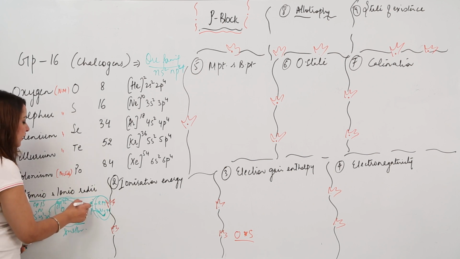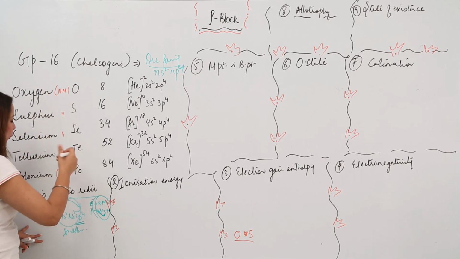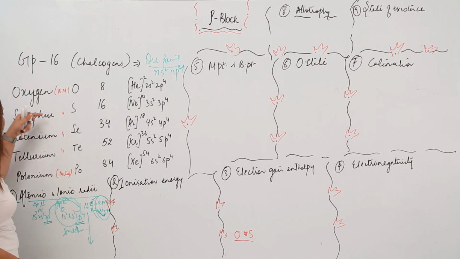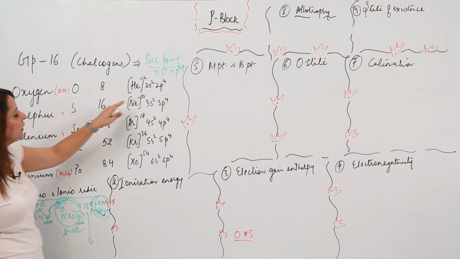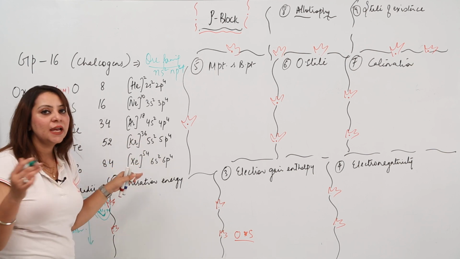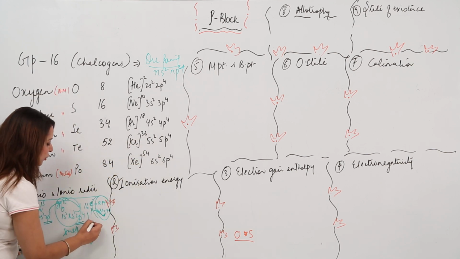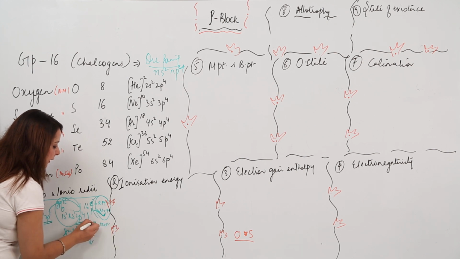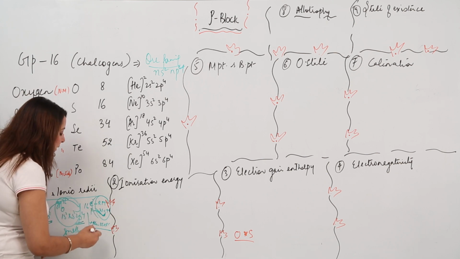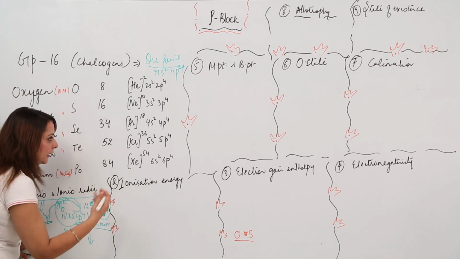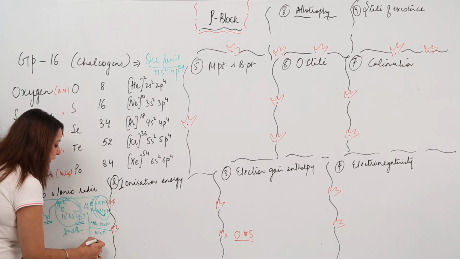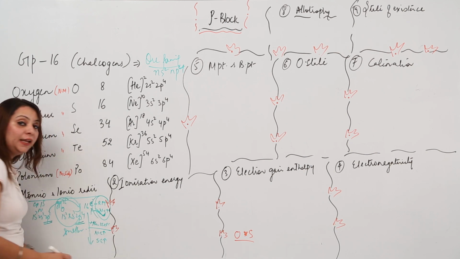But if we move along group 16, what kind of variation do we see? If I move from oxygen to sulphur to selenium, the last shell is 2, then 3, 4, 5. Every time a new shell is added. When a new shell is added, electrons increase and an equal number of protons also increase, so the nuclear charge is also increasing, and along with that there is an increase in the shielding effect also.